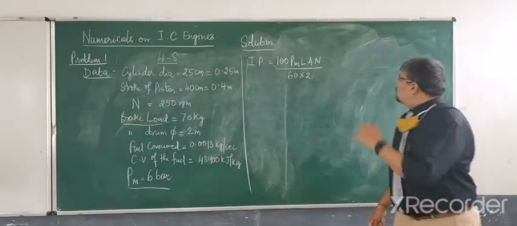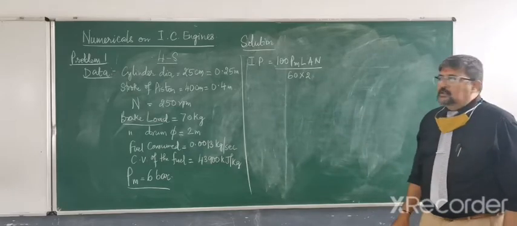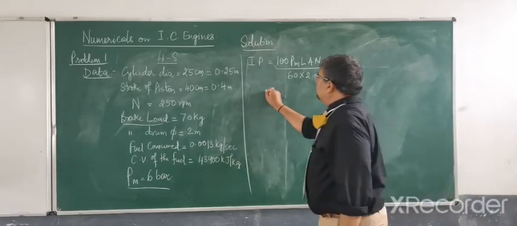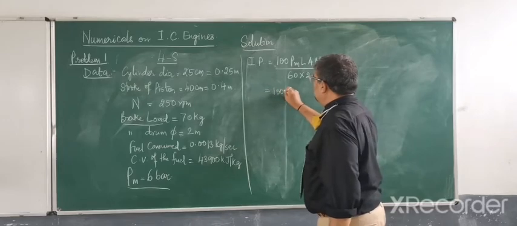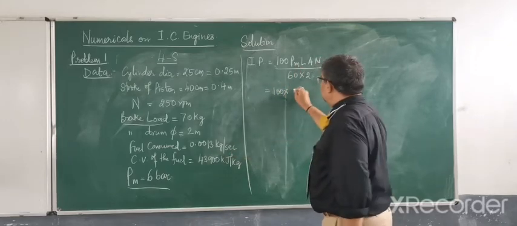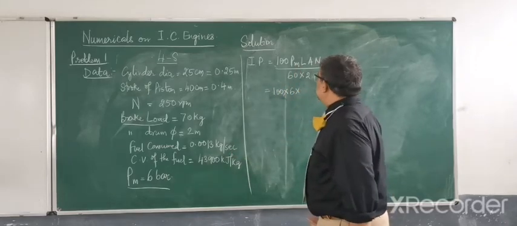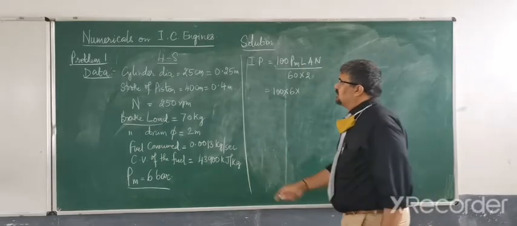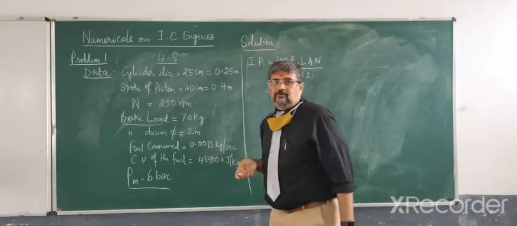So we need to find out now the indicated power. How do I find out? This is equal to 100. Mean effective pressure is given as 6. Now the stroke length is given as 40 cm, which is 0.4 meters.